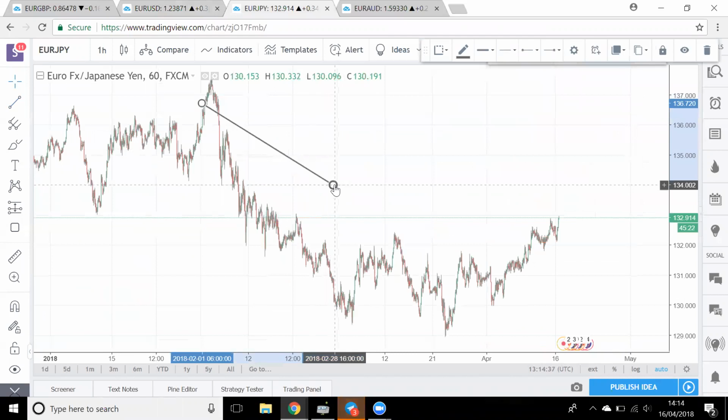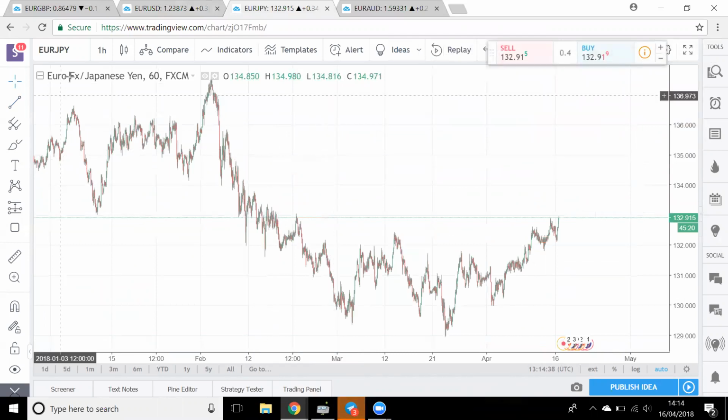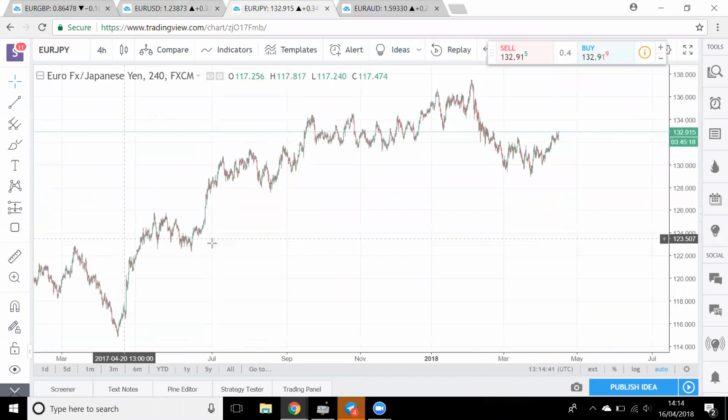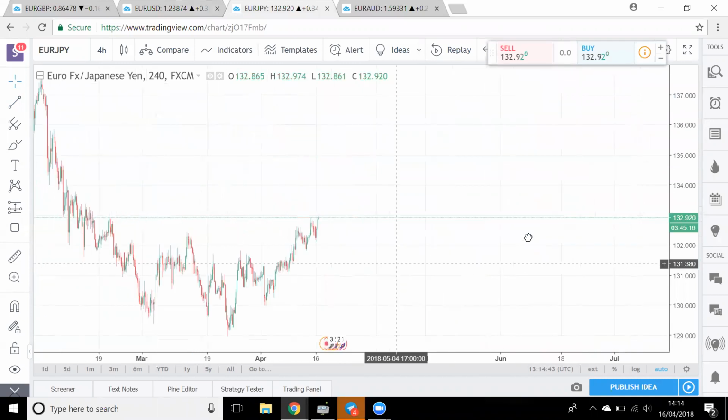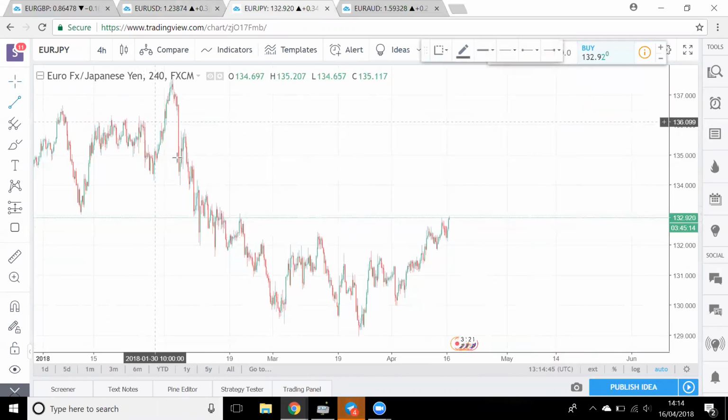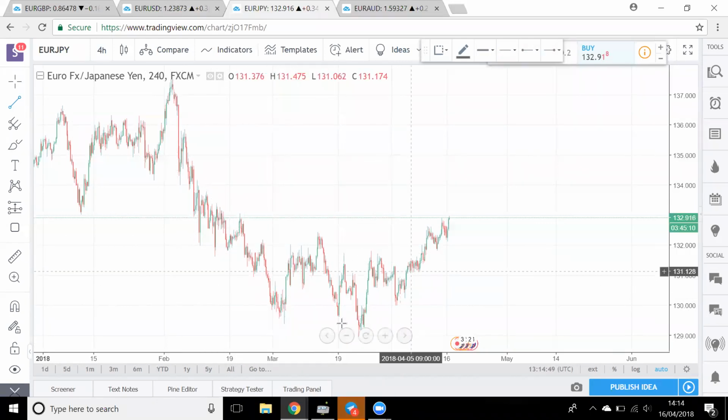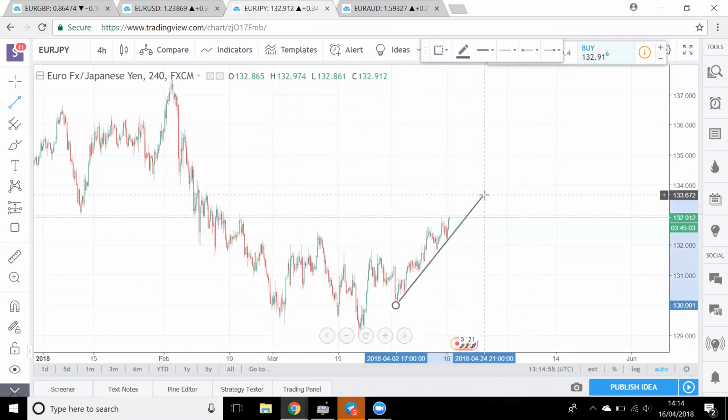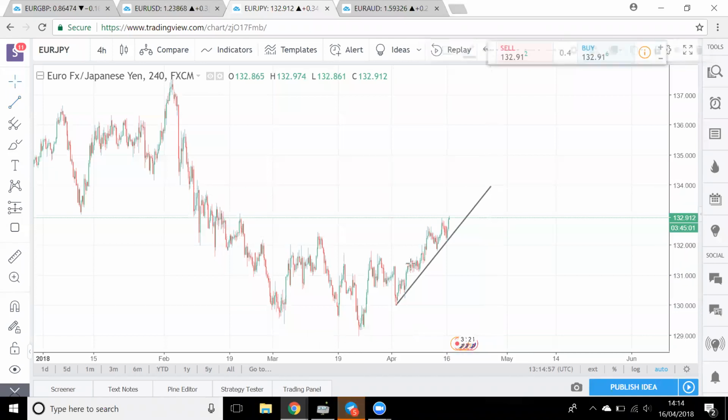Okay, let's do Euro pound. I mean Euro JPY, sorry. Euro JPY has made lower lows, lower highs all the way down. We're at the base now, consolidated for a bit, changing market structure, and then time to go up. Higher lows, higher highs, all the way up.